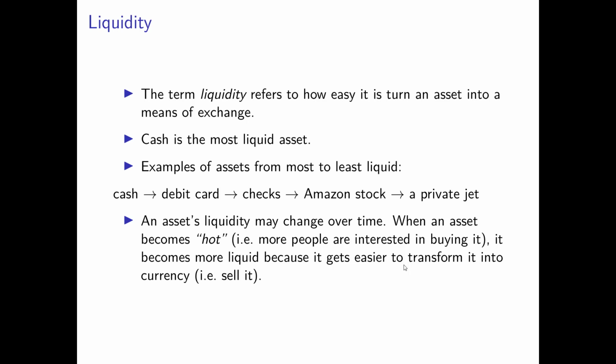So an asset's liquidity may change over time. When an asset is hot, in other words, when a lot of people are interested in buying it, then the asset becomes more liquid. But of course, if people are not interested in it, the asset becomes less liquid. Let's talk about cryptocurrency. In 2017, 2018, when the price of Bitcoin went up, cryptocurrency became very liquid during that time. But now that the price is not as high as it used to be, the liquidity of cryptocurrency has fallen since then. We are in March 2020 right now.